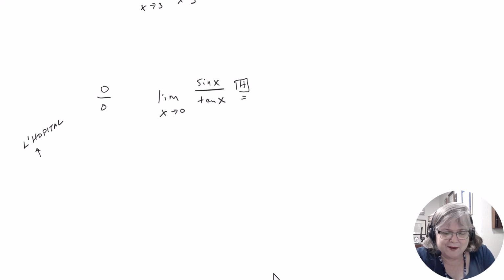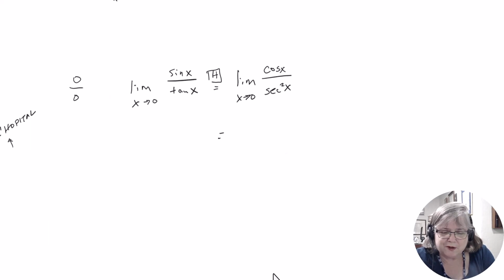So we take the derivative of the top separately from the derivative of the bottom. The derivative of the top is cosine x. The derivative of the bottom, excuse me, is secant squared x. And we try and substitute in the 0 again. Well, cosine of 0 is 1.